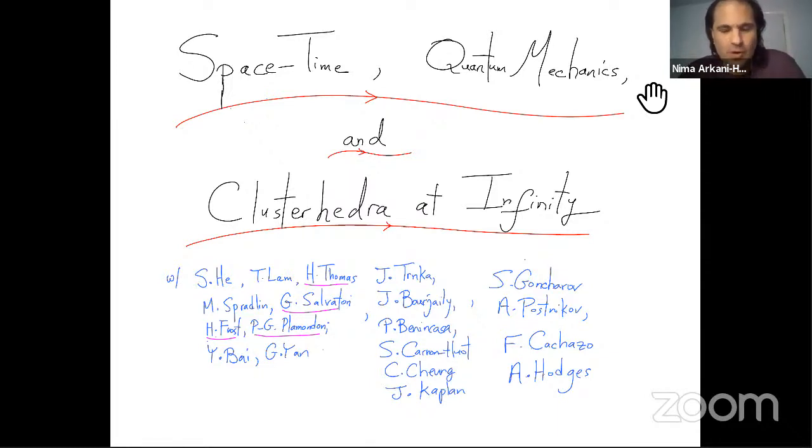And the most recent work on defining what these clusterhedron objects are in most relevant generality is work very much in progress with the underlying names here, Hugh Thomas and Pierre-Guy Plamondon, who are mathematicians, and some wonderful young physics collaborators, Giulio Salvatore and Hadley Frost.